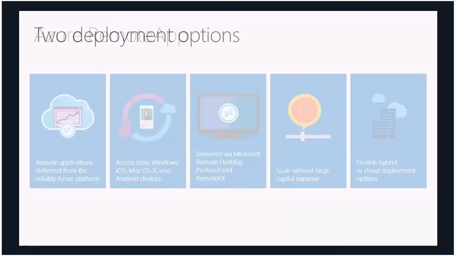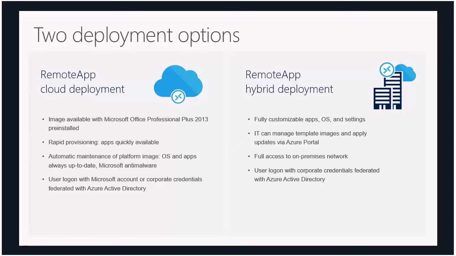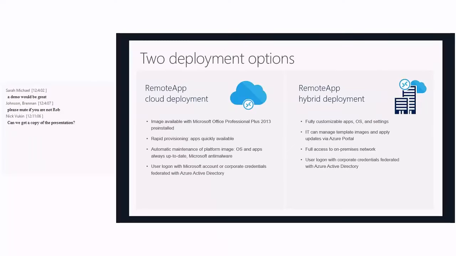But as we look at these options, we have two options, and I've already kind of alluded to them. The RemoteApp Cloud Deployment, which says, let me have this standard image, and we have a couple of them available already. Again, you can build your own. That is an independent instance, separate from, say, your on-premises directory services or even your Azure implementation. Or I can have this RemoteApp hybrid deployment, column on the right, where I can have my fully customizable apps, operating system settings, all of that you do yourself. You can build this template.